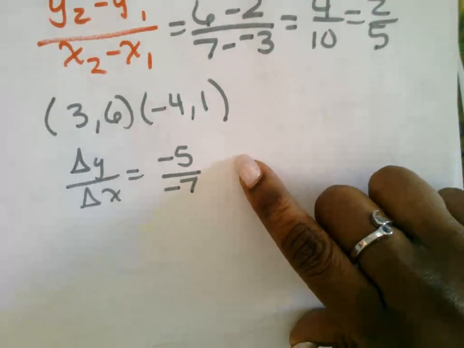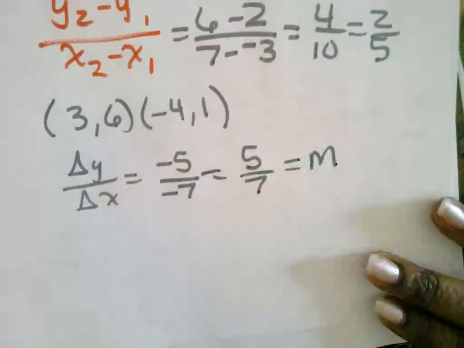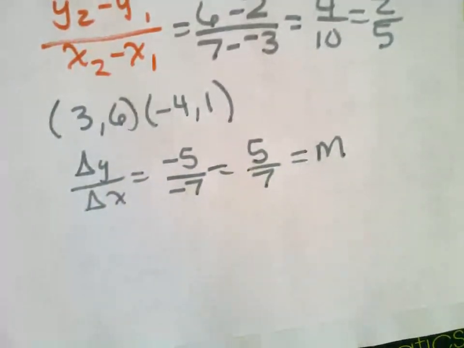So this is not correct on the sideboard. I need to make that correction. It should be 5/7 for the slope. M is 5/7. This is not this on the sideboard where we have 3, 6, -4, 1. The change in the y is going from 6 to 1, so that's decreasing 5. And then 3 to -4 is decreasing 7. So the slope on this one is 5/7.